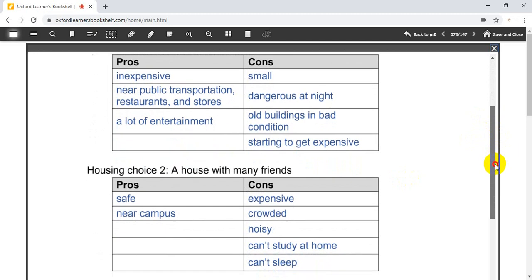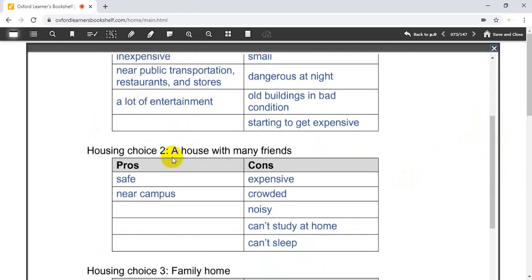So the second choice was a house with many friends. Positive things: safe, near campus. But the bad thing is it will be expensive because it is near the university. It will be crowded, too many people, it will be noisy, you can't study at home, you'll not be able to study in a house with many friends, and you can't sleep. Obviously, if there are too many people, they're talking, they're laughing, definitely you can't sleep and you can't study.